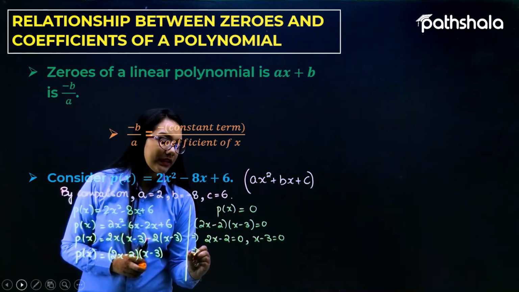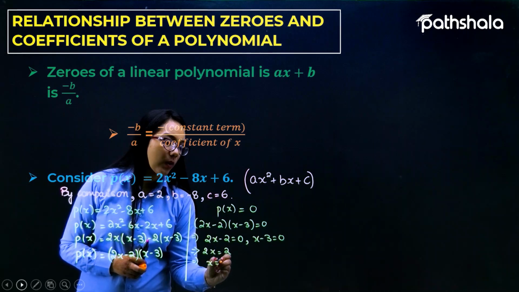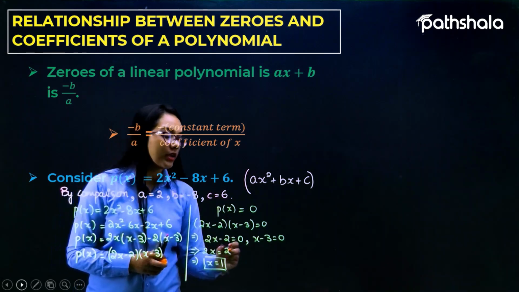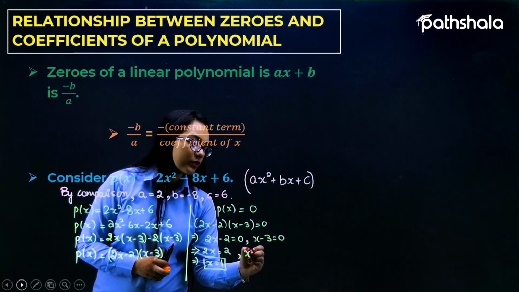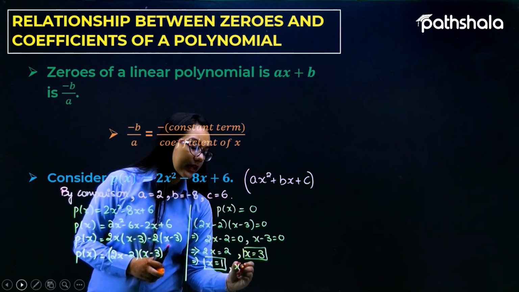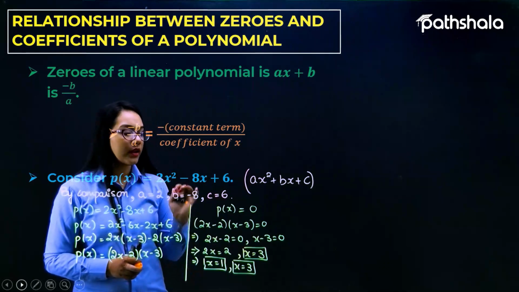So hence at the end, 2x is equal to 2, or x is equal to 1, is the very first zero of this particular quadratic polynomial. And for the second one, we can say x minus 3 is equal to 0. It means x is equal to 3. It is nothing but the second zero of this quadratic polynomial.